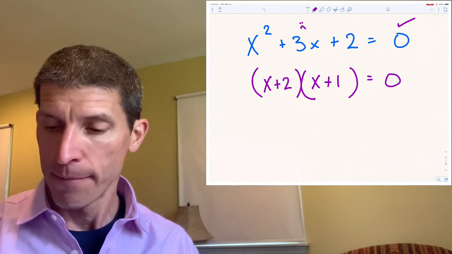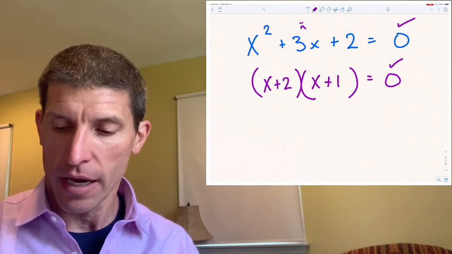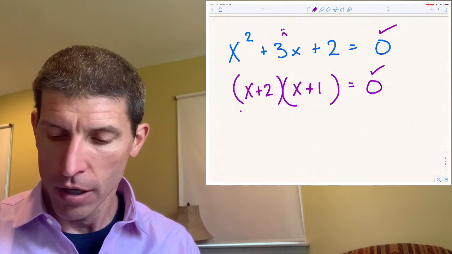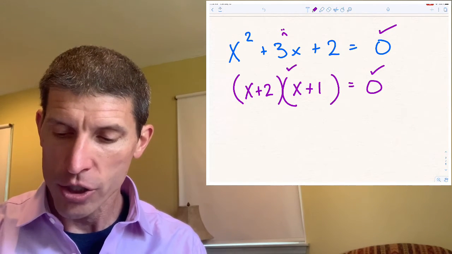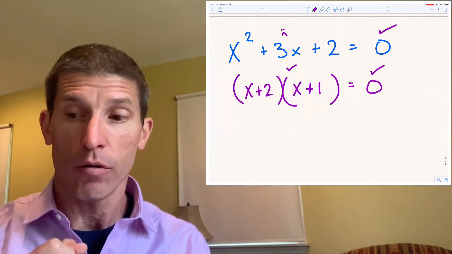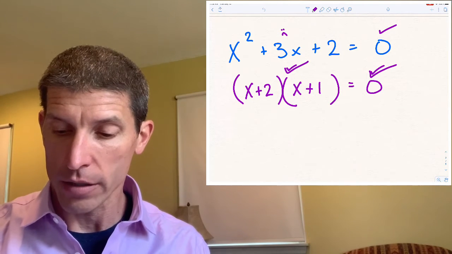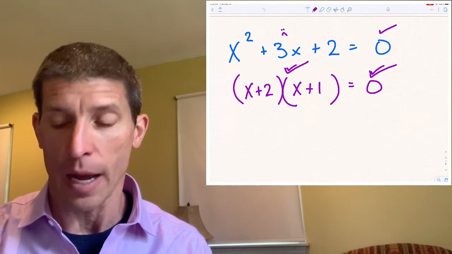Now look what we have. We have the 0, which we like, and we have a product of two items, right? These two items are being multiplied together. So we have everything we need. We have a zero product. So zero product property is a good application here.